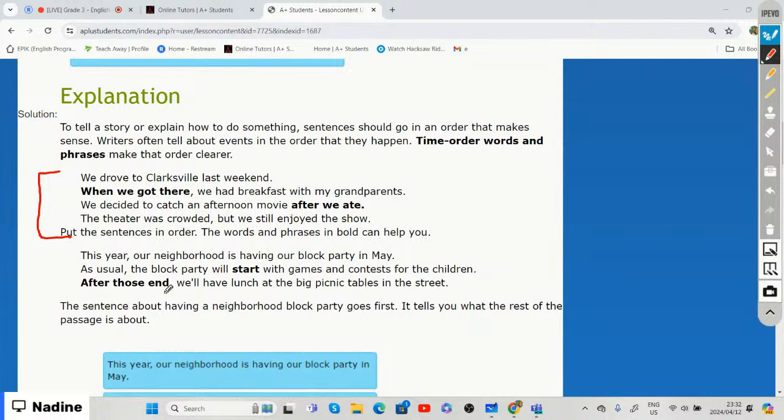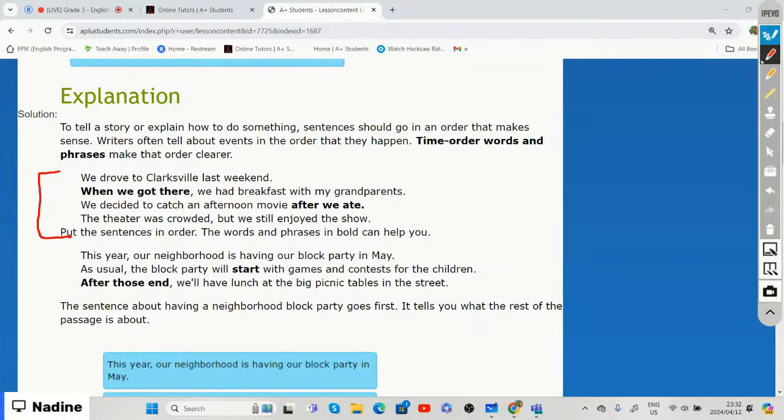When we got there, we had breakfast with my grandparents. We decided to catch an afternoon movie after we ate. The theater was crowded, but we still enjoyed the show.